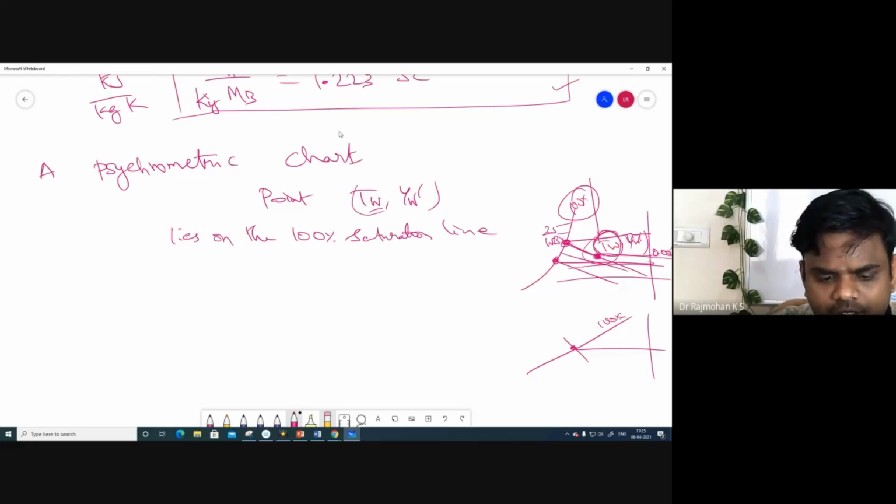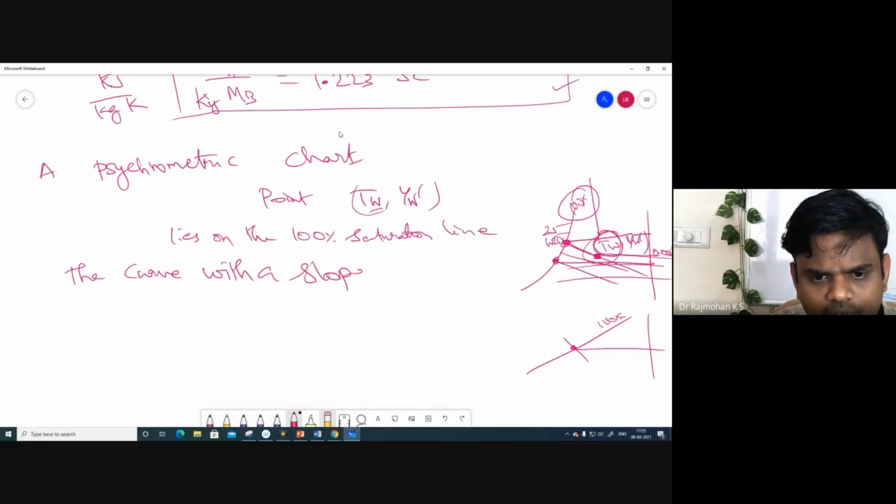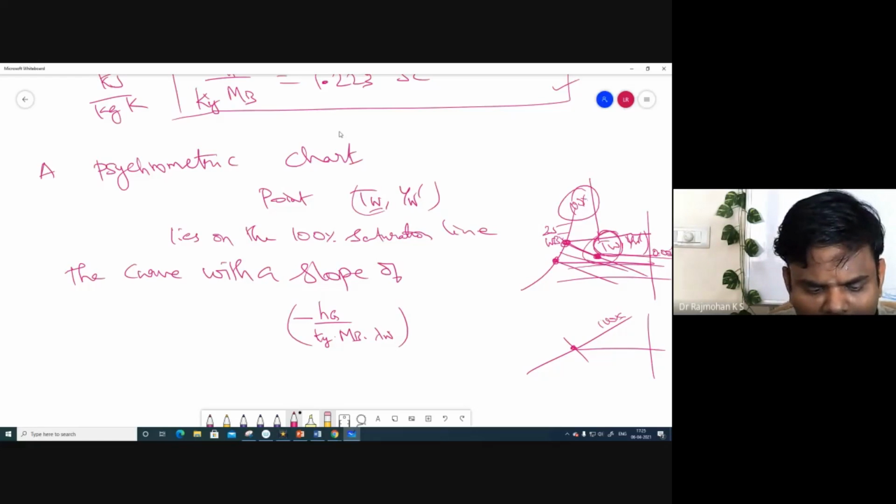That is 100% RH. And this line will have a slope of minus Hg by ky into mb into lambda w. So that will be the slope passing through this point, which is called the wet bulb temperature line. On a psychrometric chart, the point TW, YW dash lies on the 100% saturation line. The curve with the slope minus Hg by ky mb lambda w passing through this point is called the wet bulb temperature line. That's why the wet bulb temperature line has a slope. The slope is equal to minus Hg by ky mb lambda w.